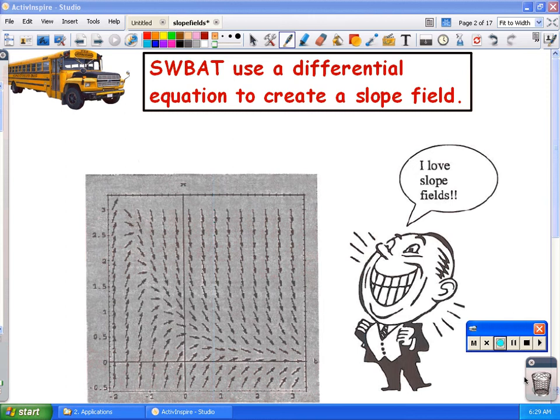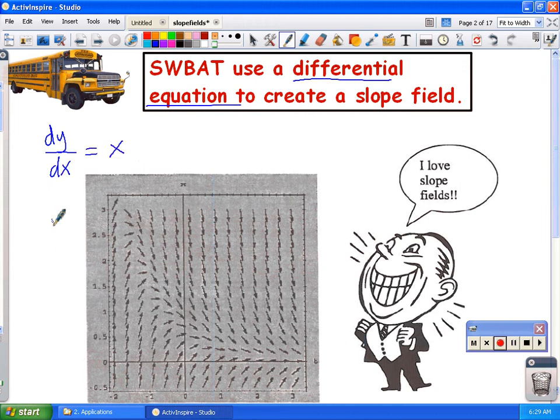But you can see from the SWABOT, students will be able to use a differential equation. Now remember, we have already covered differential equations, and a differential equation is simply an equation that has a derivative in it. So something like, just keeping it simple, dy dx is equal to x. And hopefully you remember that the method of solving a differential equation is to separate the variables, get all the y's on one side and all the x's on the other. So separate, and then integrate, and then solve for y and solve for c if you can.